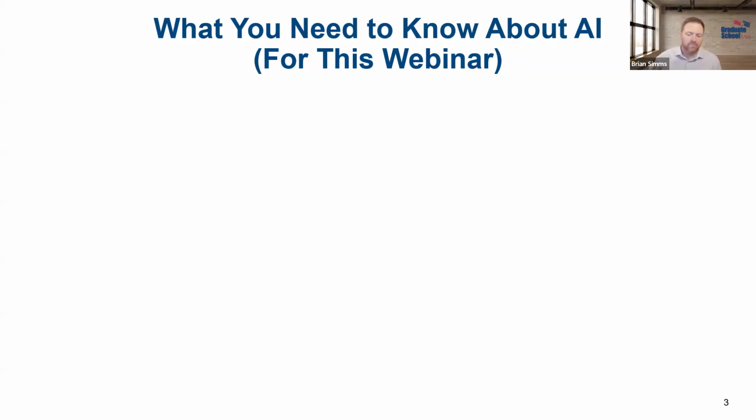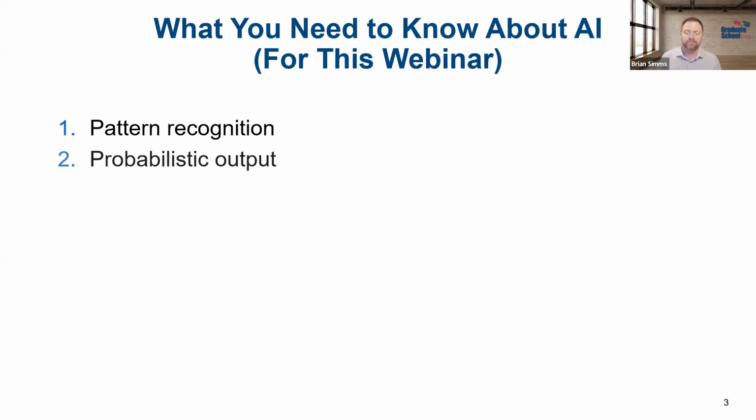But anyway, there's entire courses on AI and AI fundamentals. But for the purposes of our conversation today, again, just four things. First, AI systems recognize patterns in data. They don't know things. They look for patterns, right? And that's important. That's going to come up a lot.